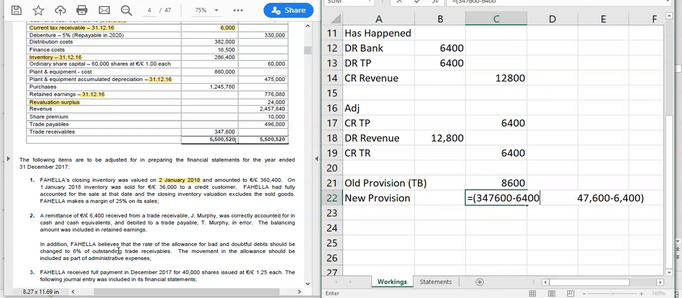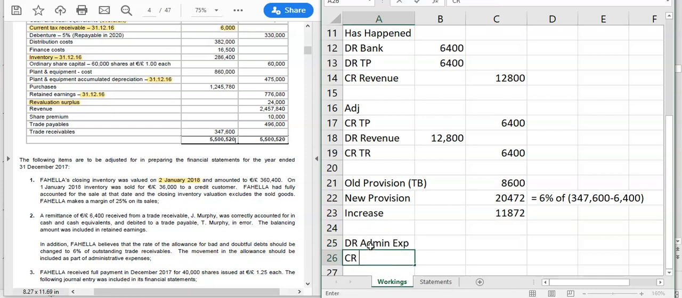So here then it is 347,600 minus 6.4 times 6%. So your new provision is 2472. That means you have an increase. And the increase is 11,872. Right, so that's the increase. Remember now, you're told the movement goes to admin expenses. An increase is bad. You're debiting admin expenses and you're crediting your bad debt allowance, otherwise known as your bad debt provision.